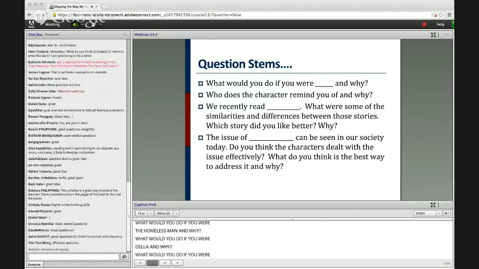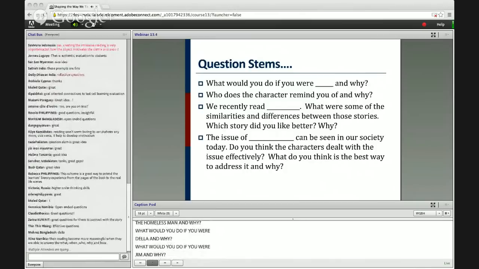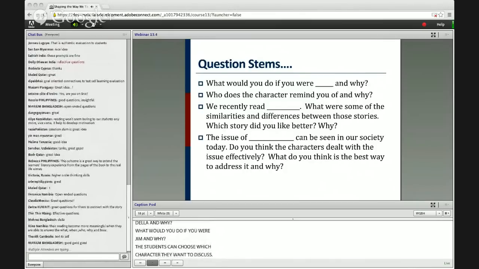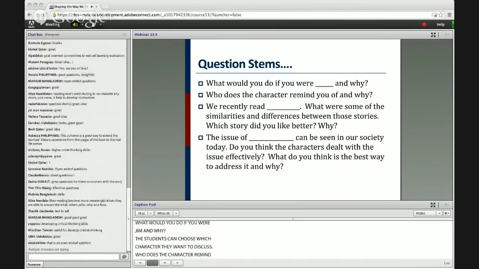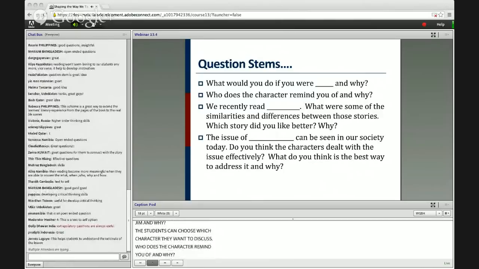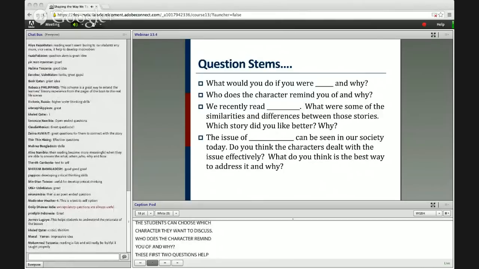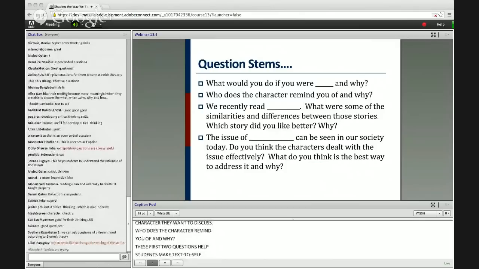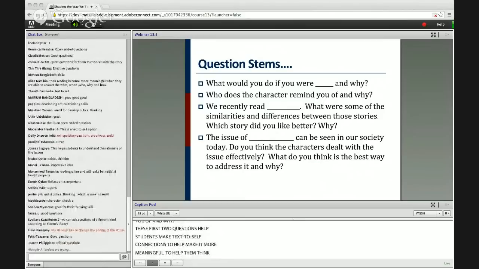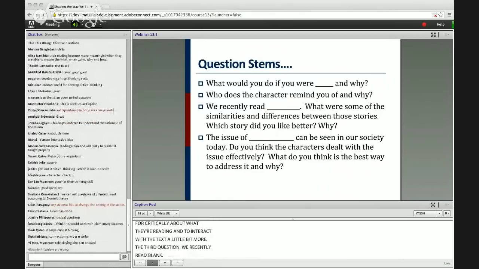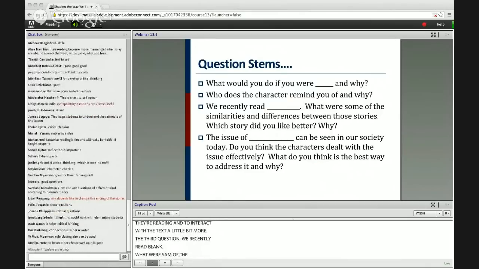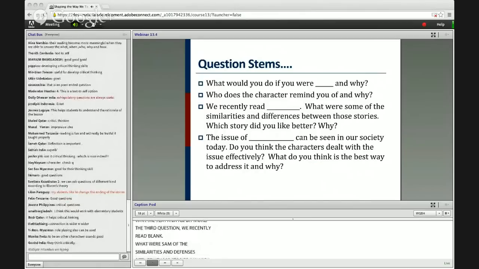Who does the character remind you of and why? So these 2 first questions help our students make text-to-self connections to help make it more meaningful, to help them think more critically about what they're reading and to interact with the text a little bit more. The third question, we recently read blank. What were some of the similarities and differences between those stories? Which story did you like better and why? This is a great question for text-to-text connection.